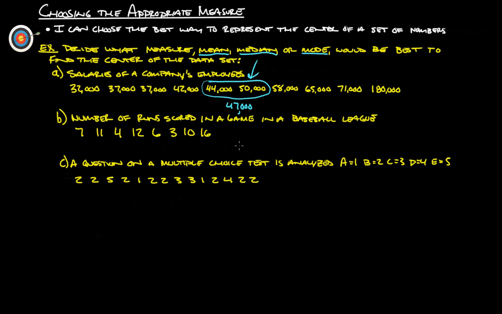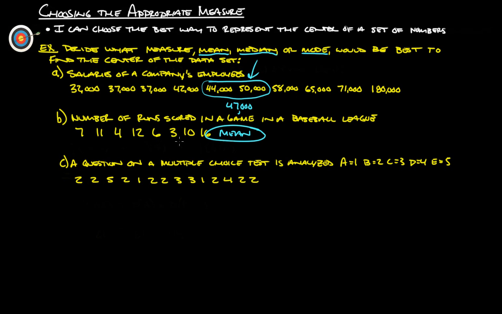Number of runs scored in a game in a baseball league. We wouldn't necessarily care what the one that's most often is, that wouldn't make a whole lot of sense, or the middle number. We'd probably want to know the average of all the runs scored in a baseball league. So really we'd probably just want to do the mean on that one. We would simply add those all up and divide by the total number of numbers, 1, 2, 3, 4, 5, 6, 7, 8. So add them all up, divide by 8, and that will give you the mean. So I'd say the mean would be the best way to choose the center of the data set.